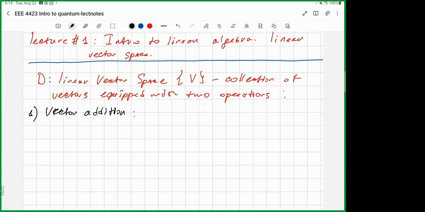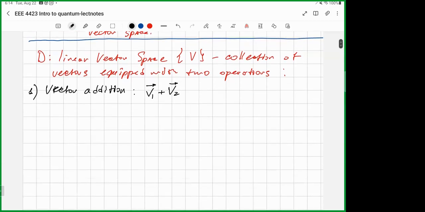It means that if we take any two vectors like v1 and v2, we can take the addition of both, v1 plus v2, and this will give us another vector in the same space. It's very simple. And the second operation is scalar multiplication.